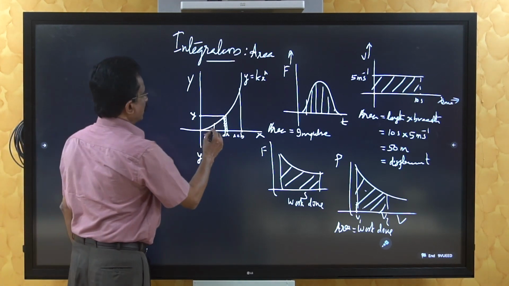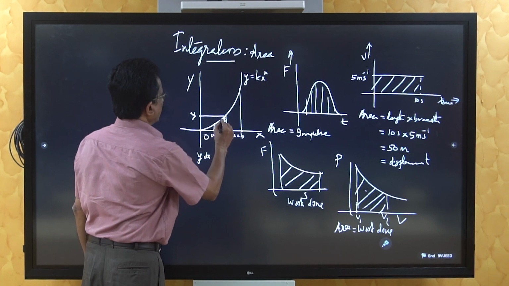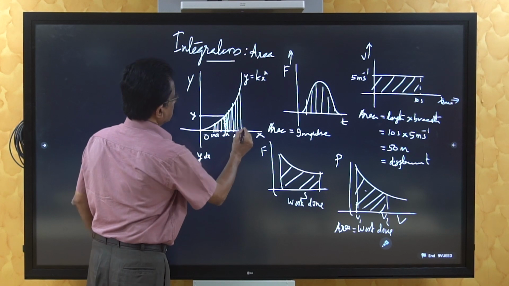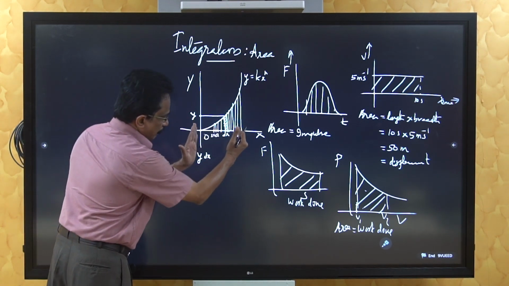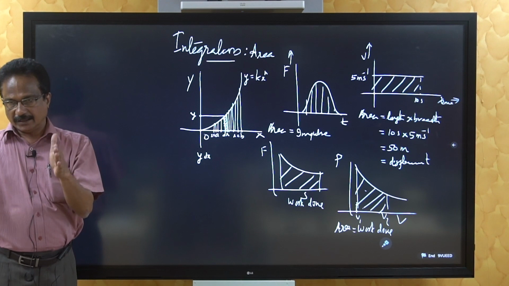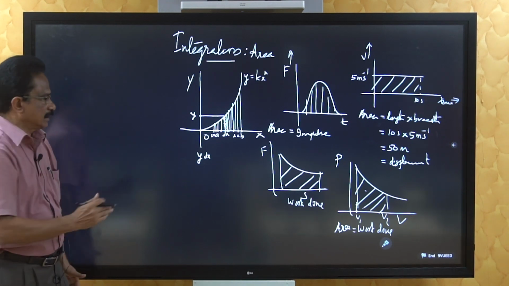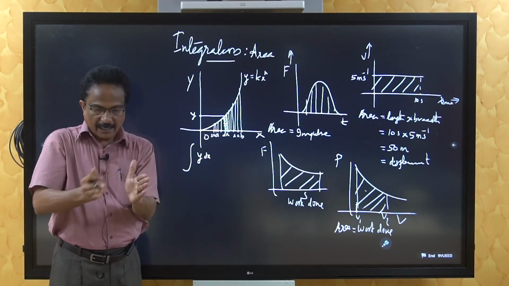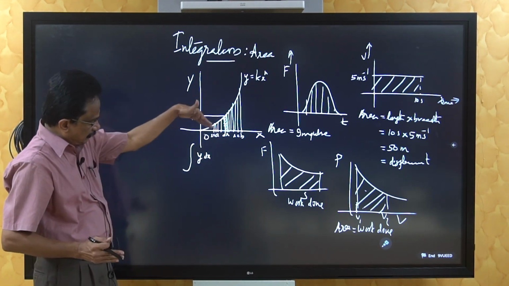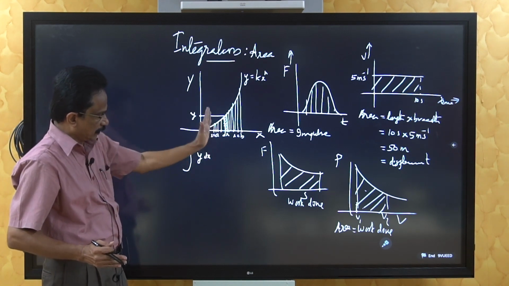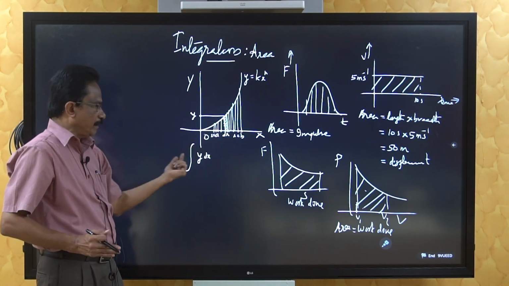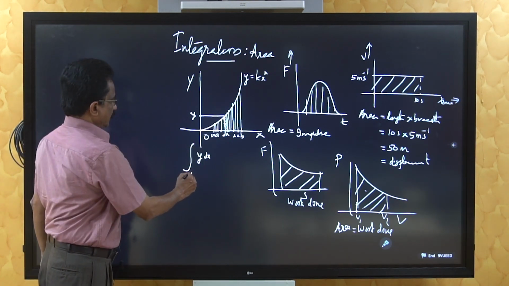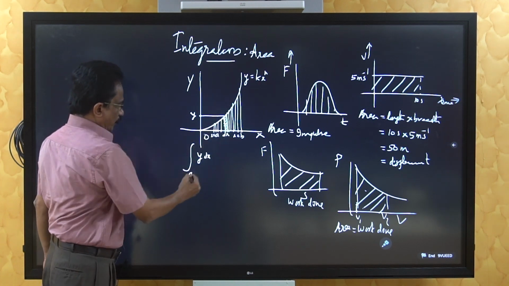To find the total area, I divide the whole portion under the graph into a large number of small segments. So I find the sum of the areas of all segments. I write the symbol summation, add. So cut and add, chop and add. The whole curve is divided into a large number of strips. Take the area of one strip and then add all the areas together. So we write this as the area under the curve from a to b.